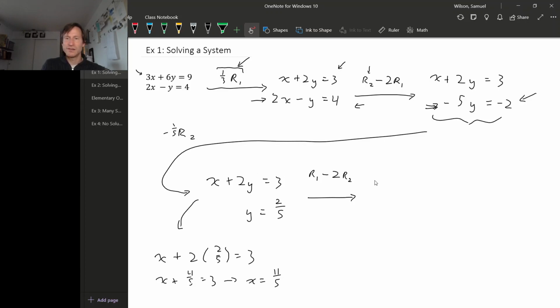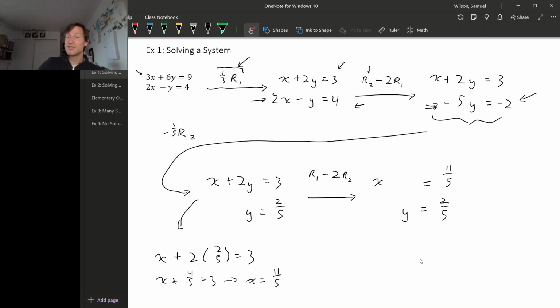So this will give us x, and then there are no x's in the second equation, and then 2y minus 2y, so no y's left, equals 3 minus 2 times 2/5, that's 11/5, just like it was before. And then the second equation doesn't change. It's still y equals 2/5.